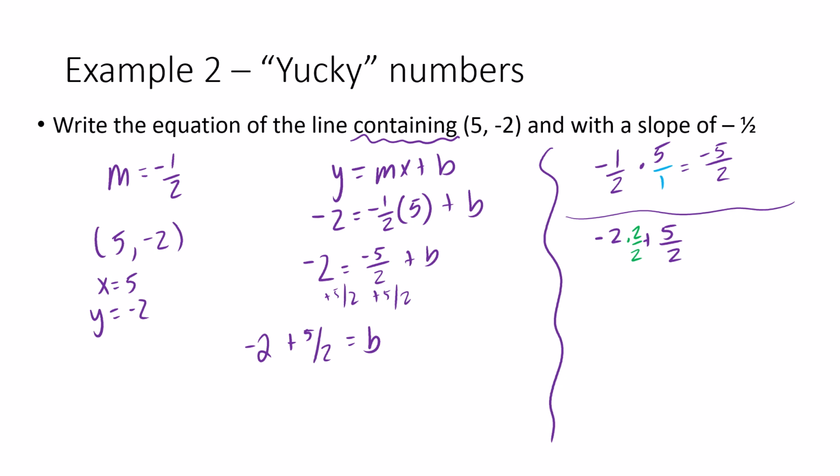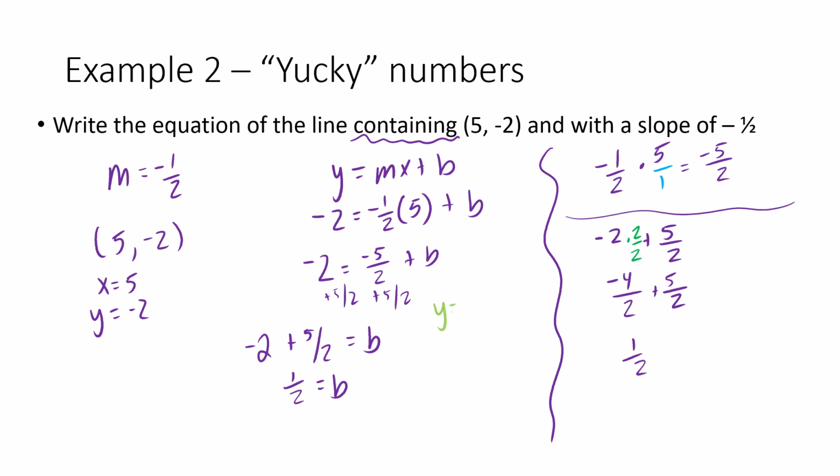So in this case, we've got the -2 here, and we want to get a denominator of 2. And so we look over here and see the denominator is 2. We'll multiply by 2/2. 2/2 is 1. And so -2 times 1 would still be -2. We're just going to change that into an equivalent fraction. So now we have -4/2 plus 5/2, which would give us 1/2. And so our b value is 1/2.